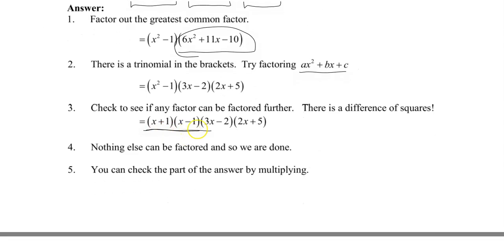So nothing else can be factored, right? There's no common factor. If that was like 3x minus 9, we would say, oh, look, I can still take a 3 out of that. Or 2x plus 6, I could still take a 2 out of that.